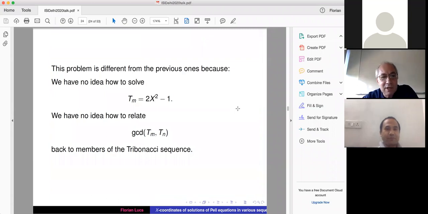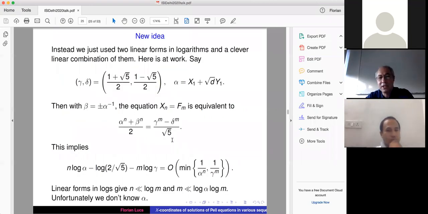It's very difficult to work on these Pell equations. Well, the problem is different from the previous ones because the 2 elements that we had in there both failed. One of the elements was the analysis of, let's say, a member of the Fibonacci sequence of the form 2x squared minus 1, which worked well for Fibonacci numbers of this shape or repunits of this shape. Here it doesn't work. Also, we have no idea how to relate the GCD of two Fibonacci numbers with members of the Fibonacci sequence itself, like we did with Fibonacci numbers or repdigits.